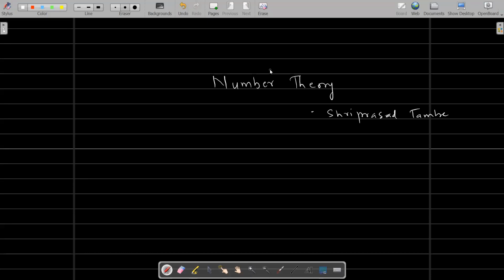Yeah, so let's start with our last time chapter, namely divisibility. So we are working in number theory, and essentially our set is either the set of natural numbers, which is denoted by N, or the set of integers, which is denoted by Z.